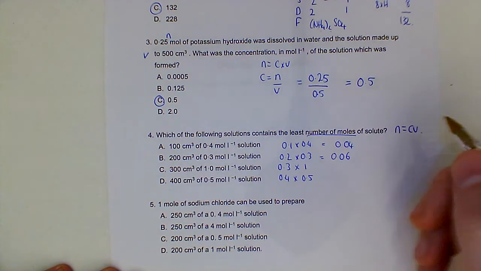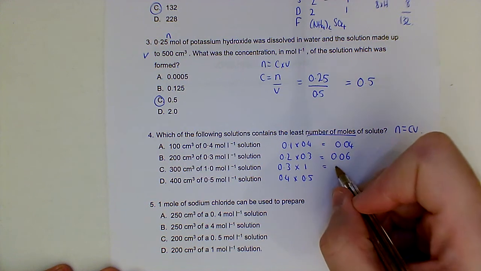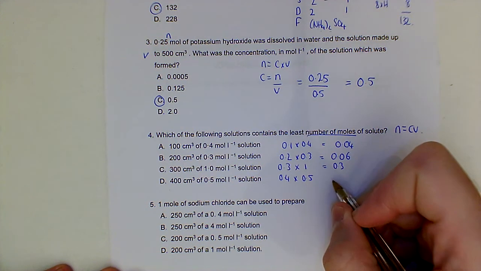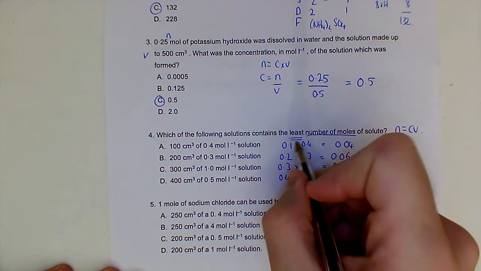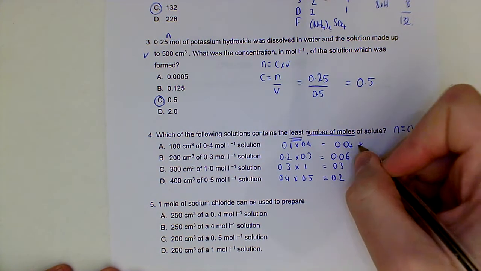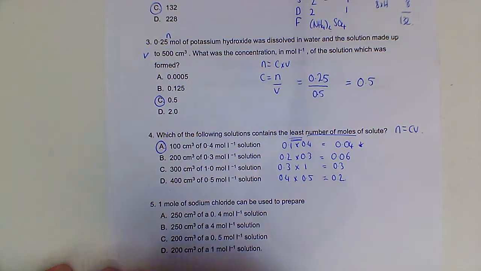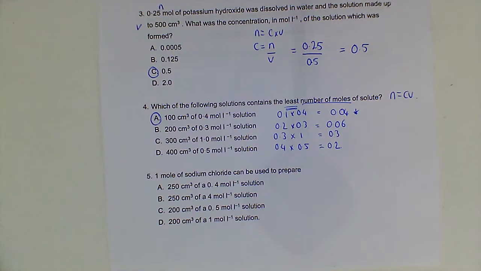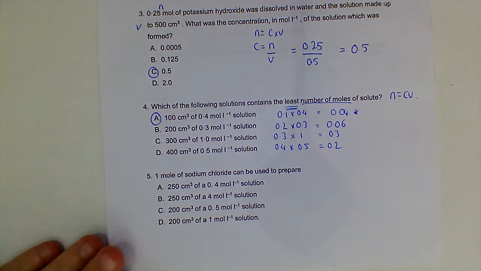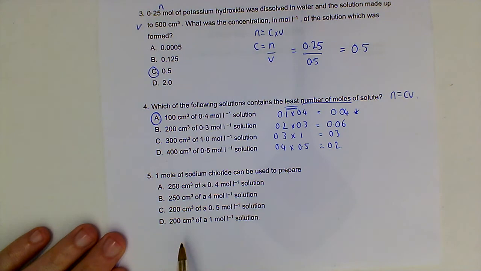0.06. And that one is 0.3, and this one is 0.2. Now the question asks for the least number of moles, which is that one, so my answer is A. Now the final question is actually quite a tricky way of asking the question. It said 1 mole of sodium chloride can be used to prepare, and then we've been given volumes and concentrations.